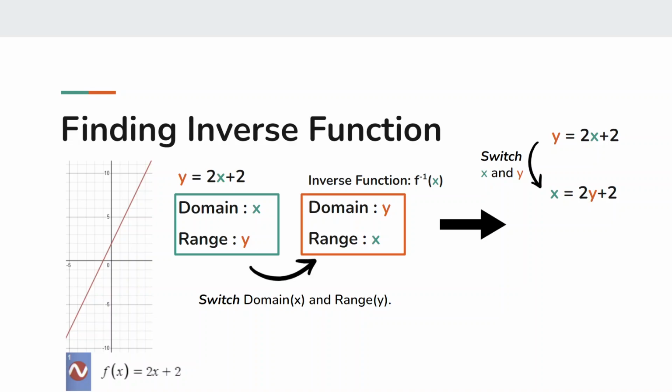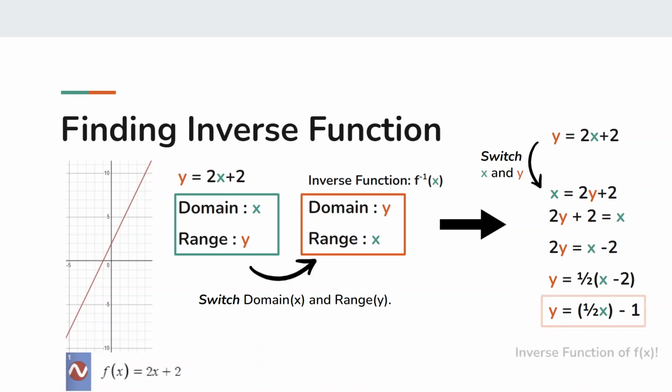This one itself is already an inverse function of y equals 2x plus 2, but let's rewrite this function into the form of y equals something. After we do that, we get y equals 1/2 x minus 1. And this one is our inverse function of f of x.